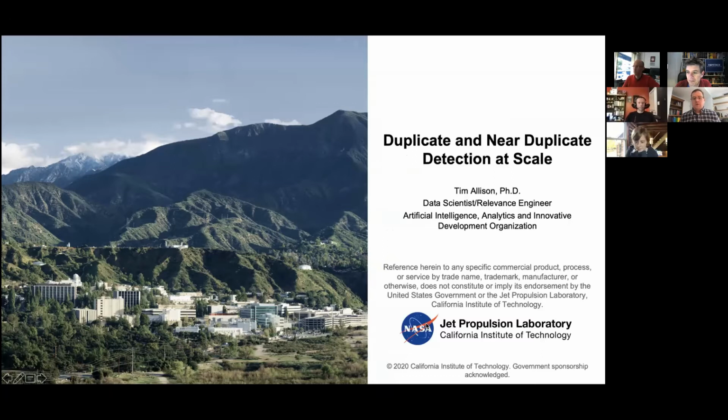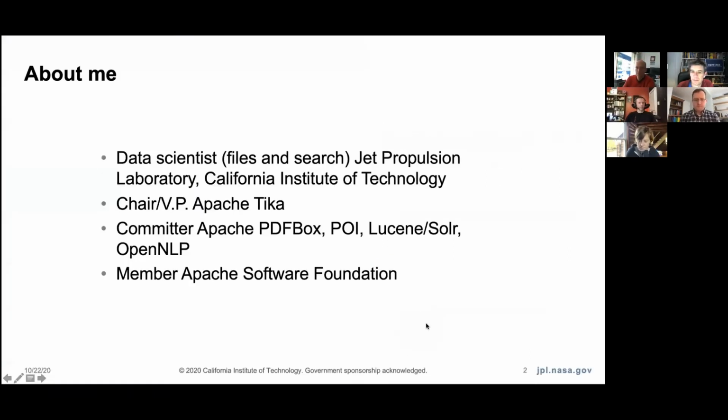All right, so today I'll be talking about duplicate and near duplicate detection at scale. A little bit about me. I do recognize a number of folks who are here, so welcome, old friends. But at this point, I'm a data scientist at NASA's Jet Propulsion Laboratory. I'm also the chair and VP of Apache Tika and a committer on some other Apache projects: file processing, PDFBox, POI, Lucene, Solr, and OpenNLP. And I'm a member of the Apache Software Foundation.